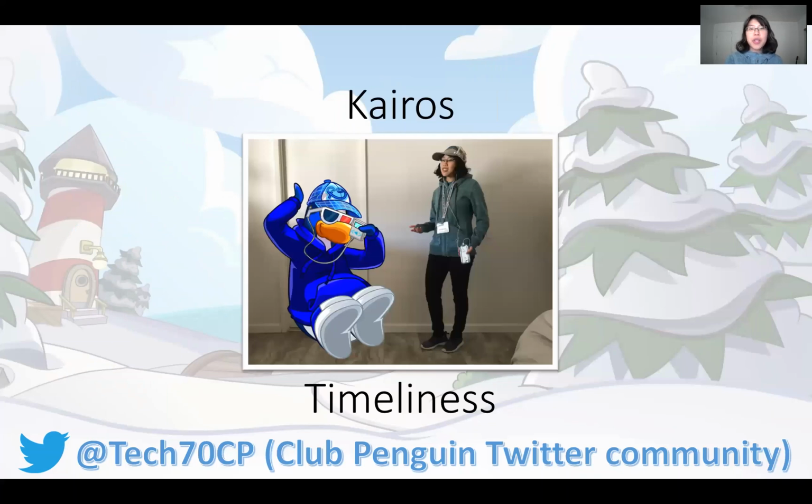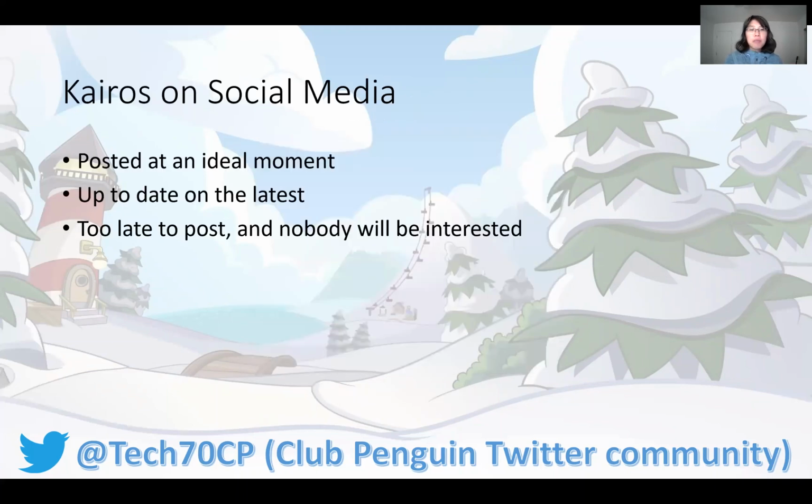And now here we come to the timeliness of social media, which is called Kairos. That means a public figure should post content at an ideal moment, and their posts should be up to date on the latest of what's going on. Let's say there is a party going on in Club Penguin. Ideally, I would want to tweet or post about this party as soon as it happened.